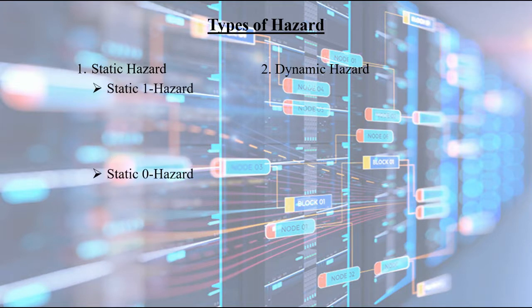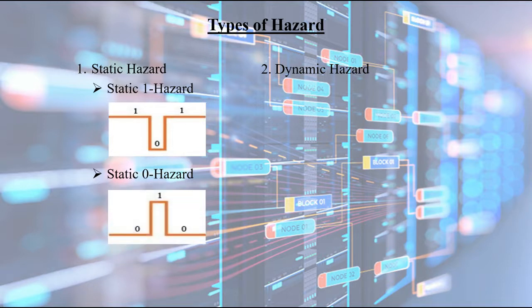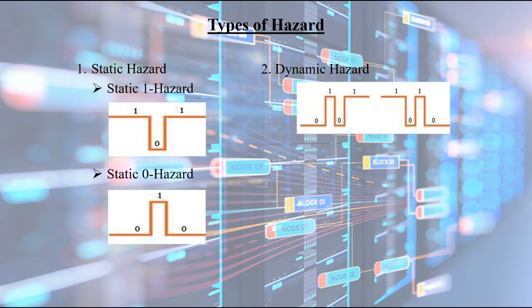Static hazard occurs when input changes cause the output to go from 1 to 0 and then to 1, which is known as static 1 hazard, while 0 to 1 and then to 0 is known as static 0 hazard. Dynamic hazard occurs when input changes cause a double change from 0 to 1, then 0 to 1, or from 1 to 0 and then 1 to 0.